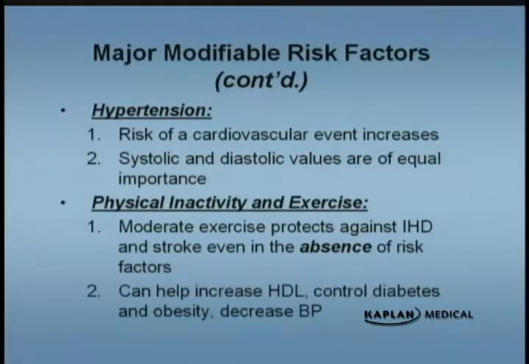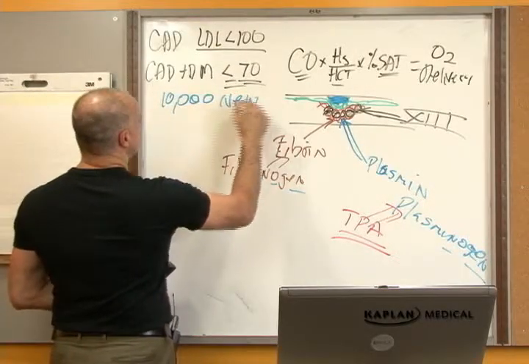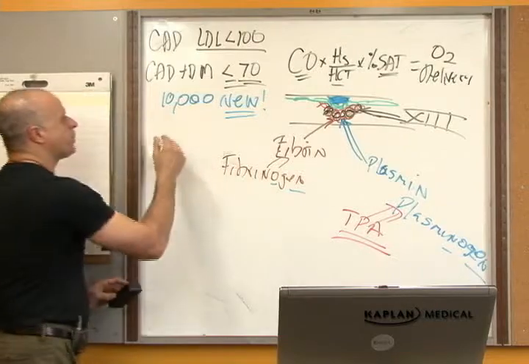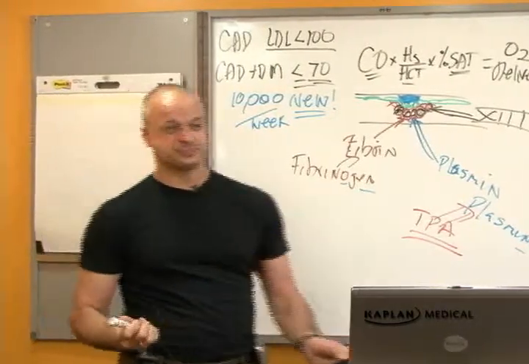What a shock. Now, the other thing is that for every 100 people with diabetes, 25% can be controlled with diet and exercise, physical activity. 25% of diabetics can be controlled with diet and exercise. There are 10,000 new diabetics per week in the United States.